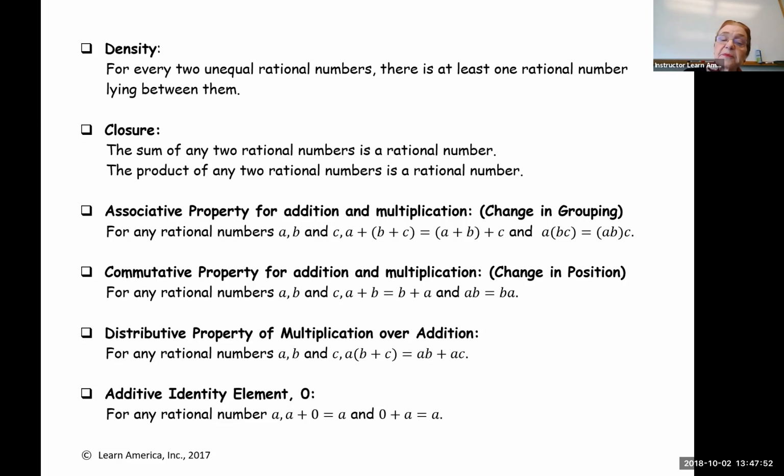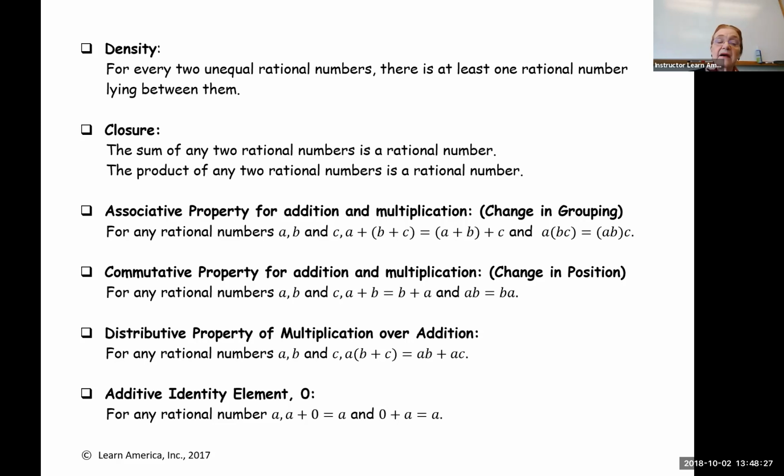Now, the distributive property is really very important, and keep in mind that the distribution works over the operation that is really one below in the order of operations. So remember that multiplication and division are done before addition and subtraction. Multiplication distributes over addition. It does not distribute over itself. So we always have to go down a level. For any rational numbers A, B, and C, A multiplied by the sum of B and C will distribute. So we'll have A times B plus A times C.